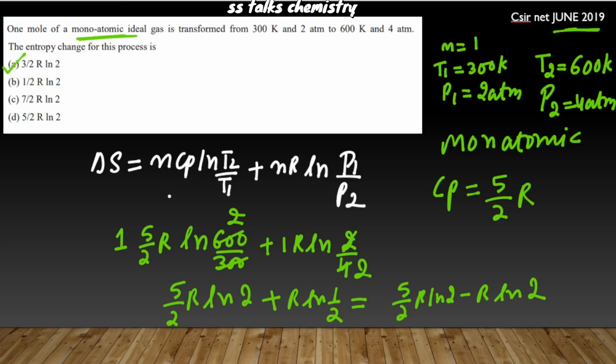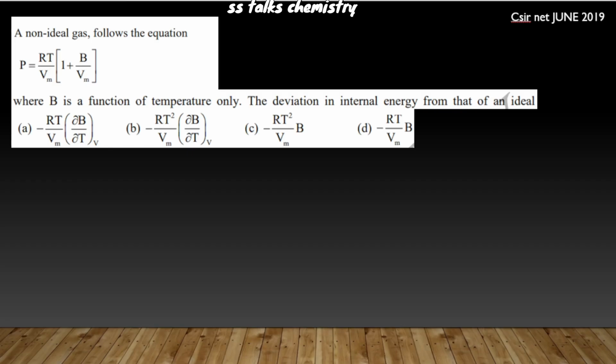Okay. Next, this question now. A non-ideal gas follows this particular equation. B is also a function of temperature. This is important: B is a function of the temperature. We have to find the deviation of the internal energy from that of an ideal gas. So basically, this is the difference between the real gas and the ideal gas in their internal energies, which we have to find out.